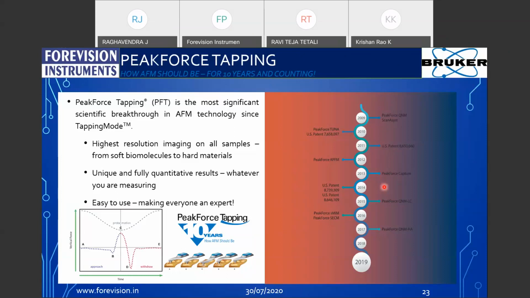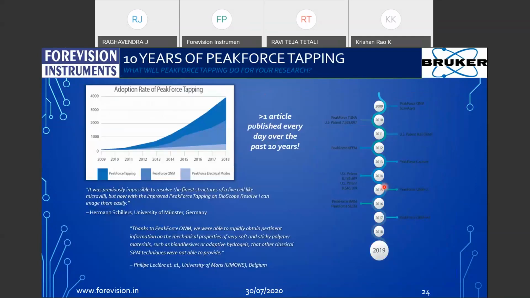And it was developed in 2009, and recently we celebrated 10 years of peak force tapping. After peak force tapping, it made a revolution in AFM measurements, and as you can see from the adoption rates, every day more than one article is published with peak force tapping technology, and you can see a lot of testimonials. I have kept a couple of testimonials from the users on how they benefited from peak force tapping.